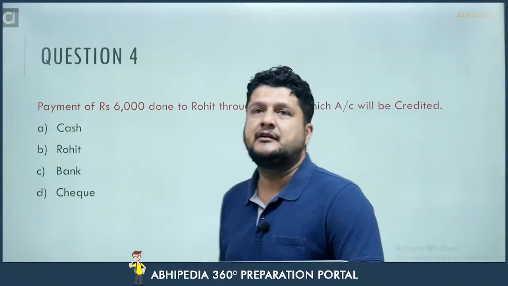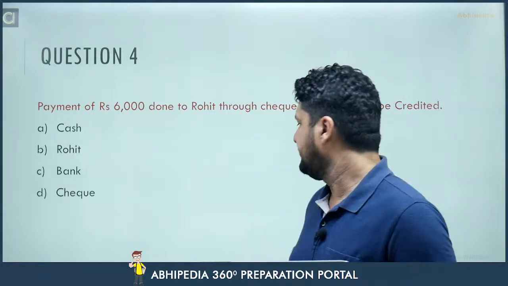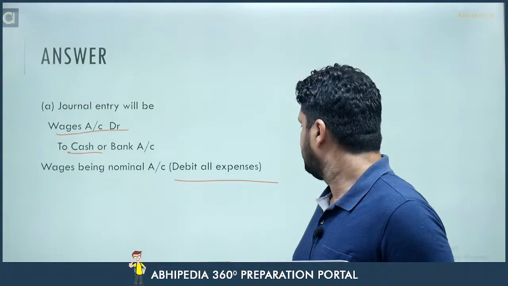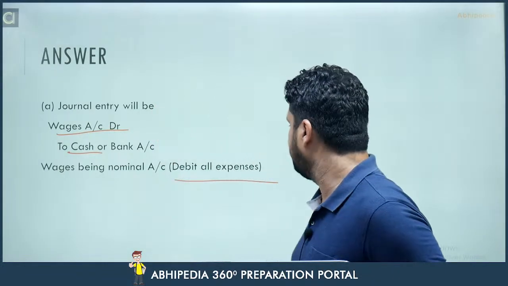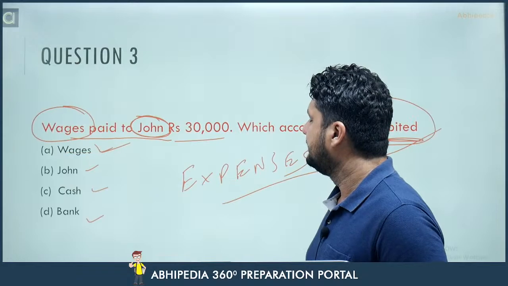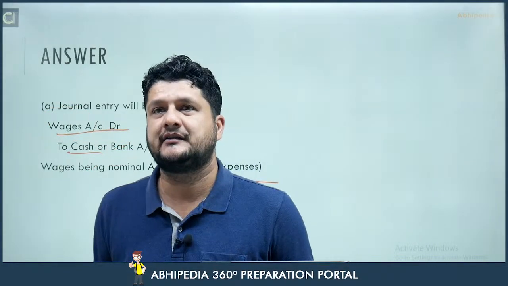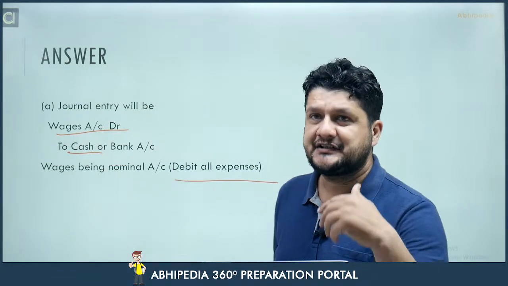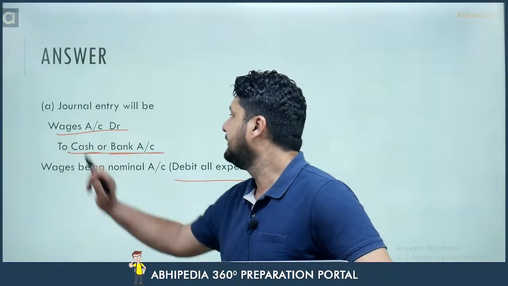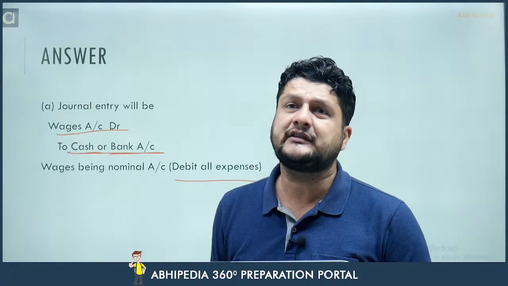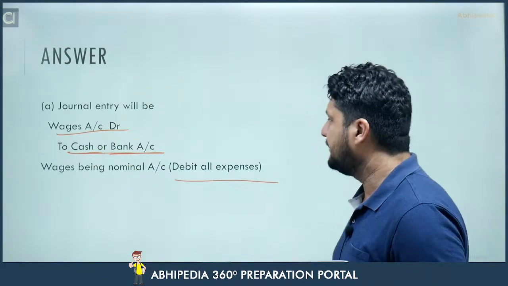The next one, the fourth question. Idrish, your answer was C. C is cash. Cash is going out of the business, Idrish. So the rule for this will be credit what goes out, because cash or bank, both are real accounts. I hope it is clear to you now.